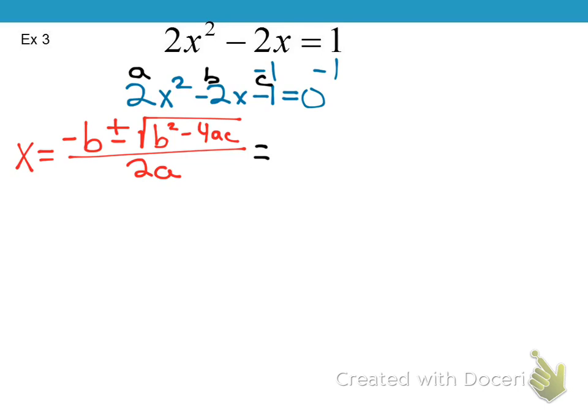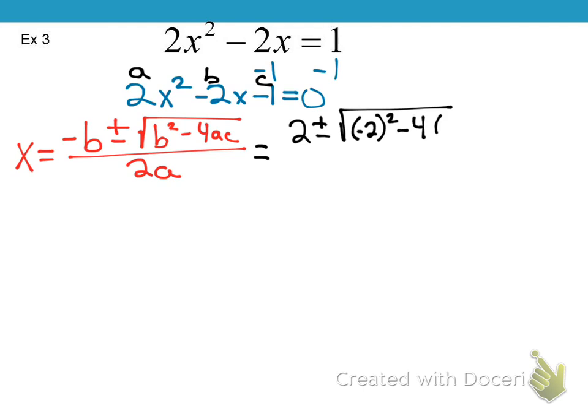A negative 2. It's 2. So 2 plus or minus the square root of. Now, be careful with your signs. You are squaring whatever b is, so you need to put that in parentheses, okay? When it's a negative, write it in parentheses so you remember to do negative 2 times negative 2. The signs are kind of tricky when b is negative.